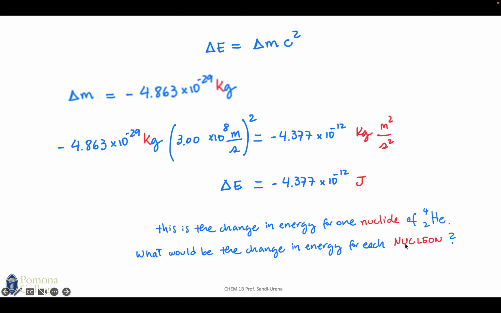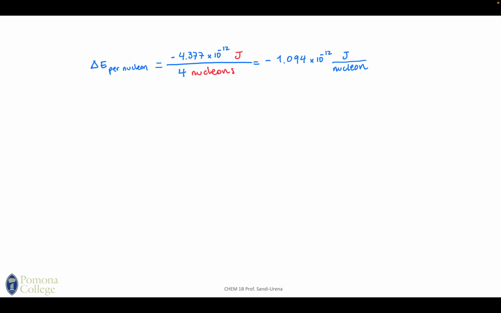And that's why it's important to understand, recall, remember the different terminology. Nuclide would be the entire helium-4 nucleon. Each proton, each neutron would be one nucleon. So helium has 4 nucleons. We take the amount that is released for the entire helium nucleus and divide it by 4 because it has 4 nucleons, and we get a measure of how much energy is released per nucleon.